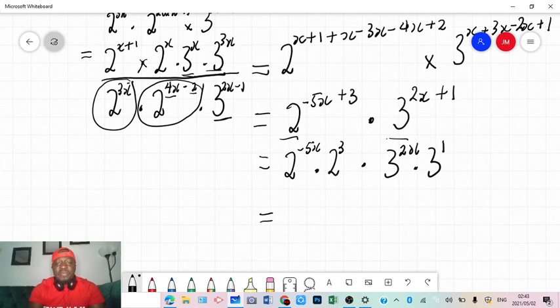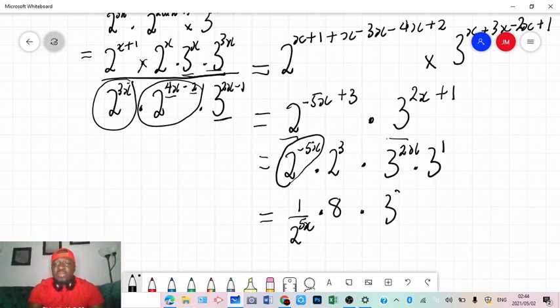And simplify further. So at this juncture, this negative index can be written as 1 over 2 to the power 5x. Remember the negative index law. How did we change that? Your 2 to the power 3 is equal to 8. Your 3 to the power 2 remains as it is, and then 3 remains as it is. So in going further, what we can do is to multiply the numbers that are numerators. So 3 times 8 times 1 will be 24.